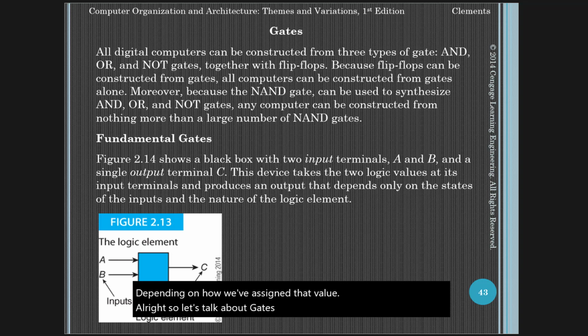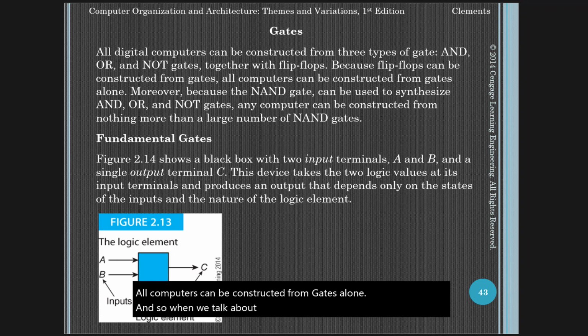All right, so let's talk about gates. All digital computers, it does not matter which type, are all made up of 3 types of gates. This is the AND gate, the OR gate, and the NOT gate. And maybe you immediately connect some dots here with some fundamental programming concepts to understand how when we write software, we're kind of directly translating what we want to have happen inside of those gates. Now remember, we have the flip-flops. Flip-flops can be constructed from gates. All computers can be constructed from gates alone.